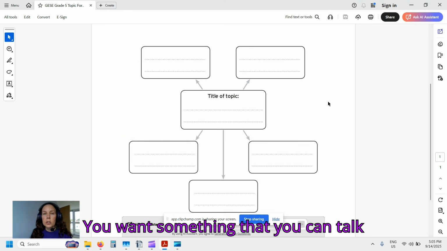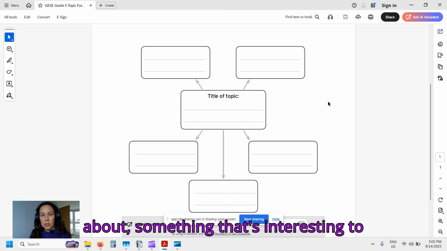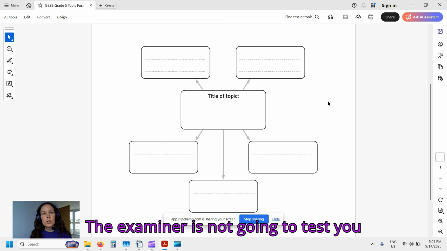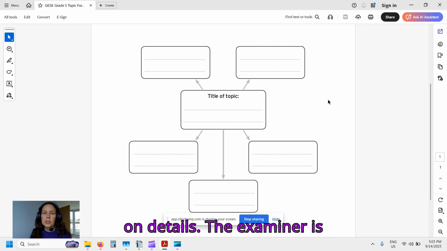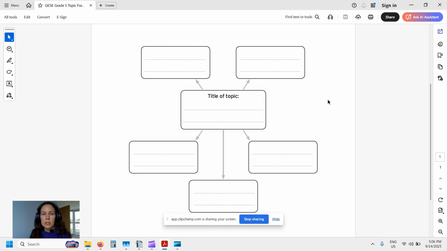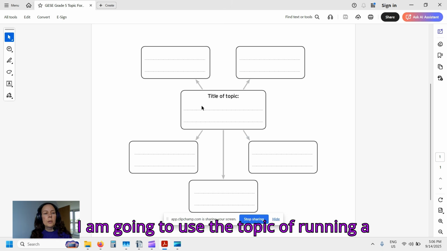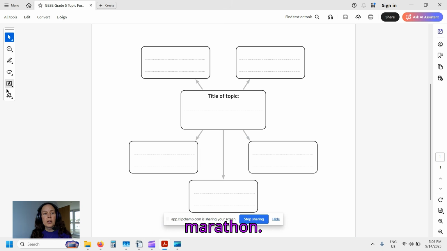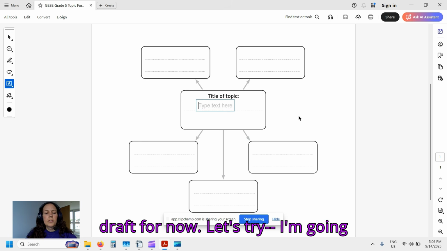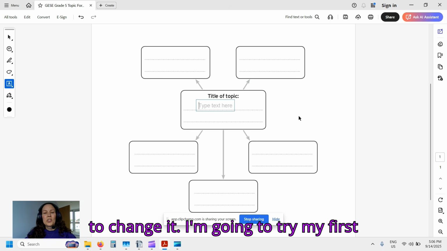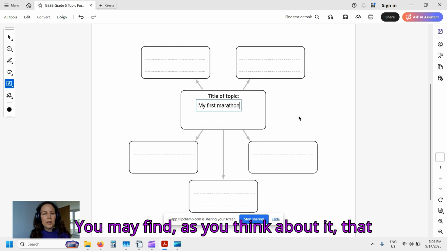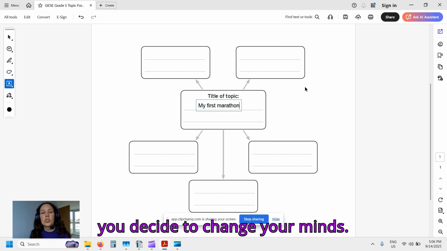You want something that you can talk about, something that's interesting to you. The examiner is not going to test you on details. The examiner is testing you on grammar, vocabulary, pronunciation. I am going to use the topic of running a marathon. So I'm going to put that in here as a draft for now. Let's try. I'm going to change it. I'm going to try my first marathon. You may find as you think about it that you decide to change your mind.